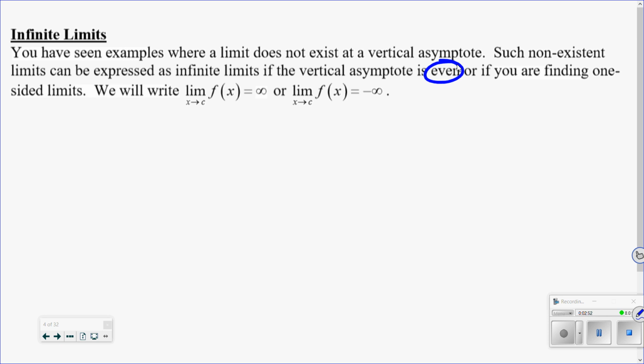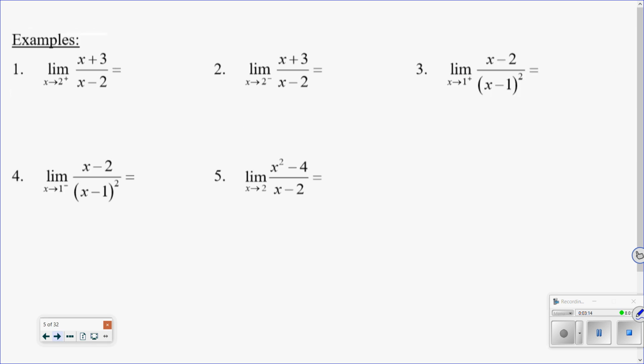Or if it is an odd asymptote, then if it's a one-sided limit, we can say that it also goes to infinity or to negative infinity. But just remember, side note, in both those cases it still means the limit does not exist. You're just being more specific and saying which direction it's going.